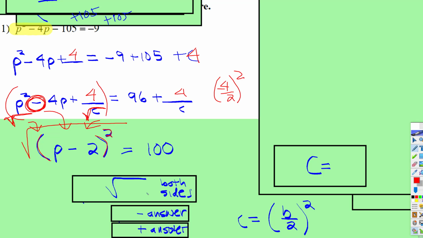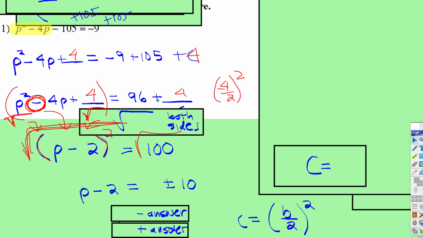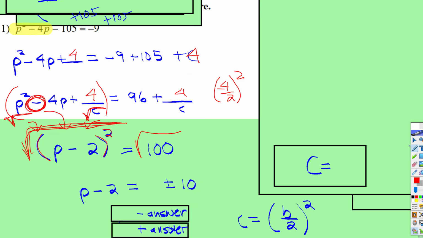So now we're going to take the square root of both sides. When you take the square root, when we're dealing with quadratics, remember there's always a positive and negative version. So the square root of 100 is both positive and negative 10. And the square root of a binomial squared, those two things cancel, leaving p subtract 2. And now we're just going to add 2 to both sides. And when we do that, we get a negative answer and a positive answer.